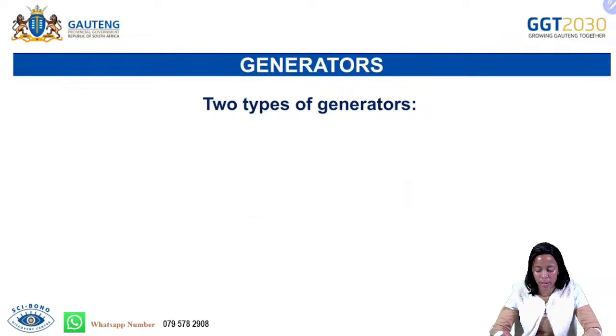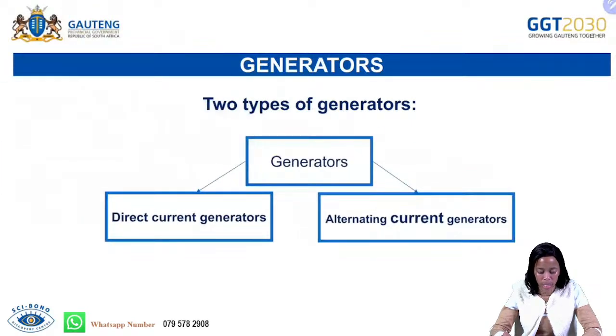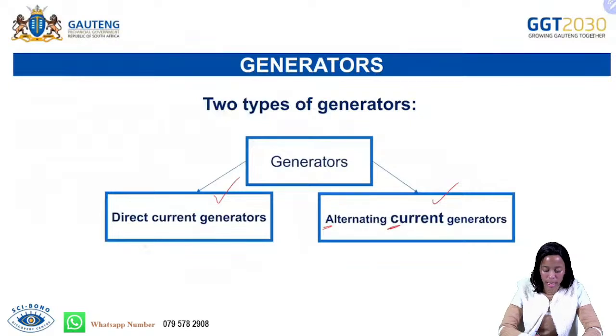Then we have two types of generators. We have a direct current generator, and by the word direct, we mean DC. And we also have an alternating current generator. By the word alternating, we are simply saying AC, and direct current is your DC.